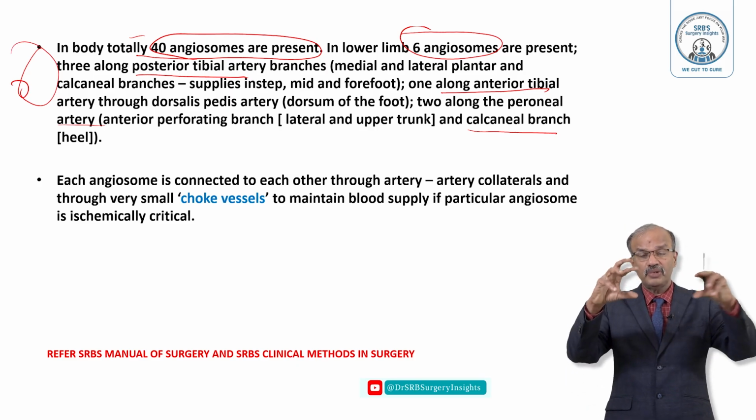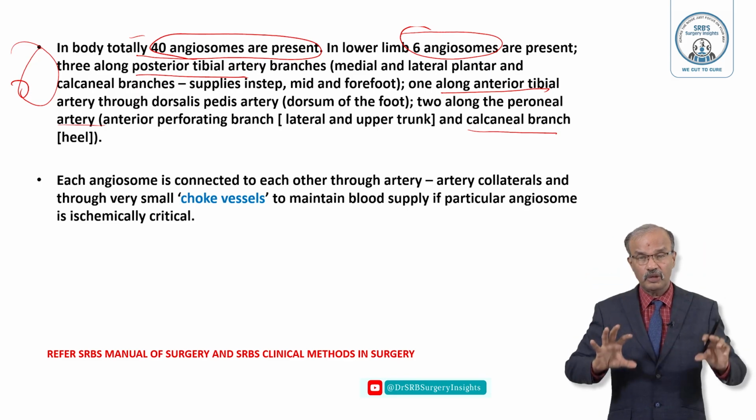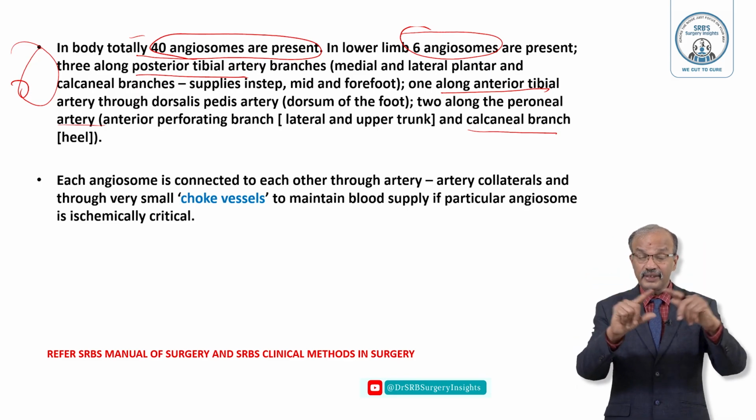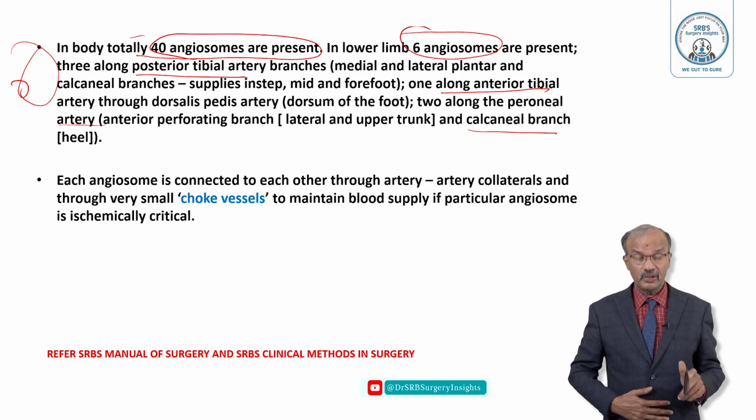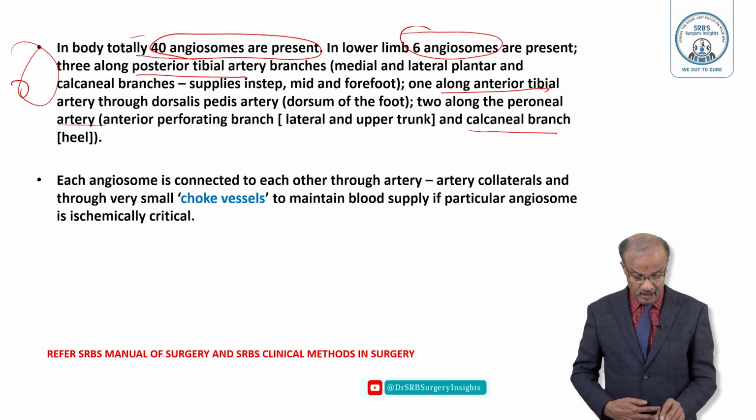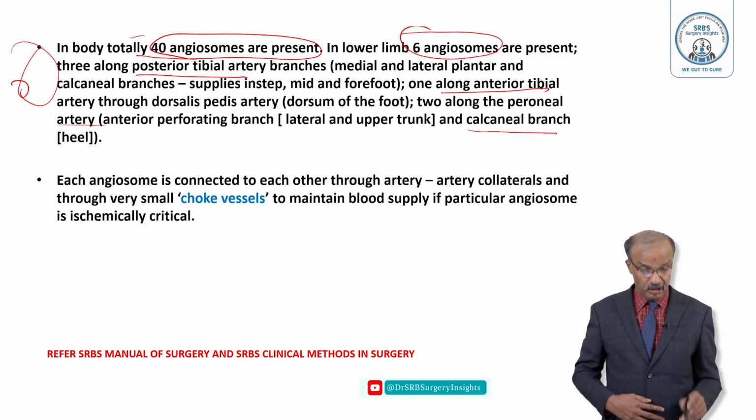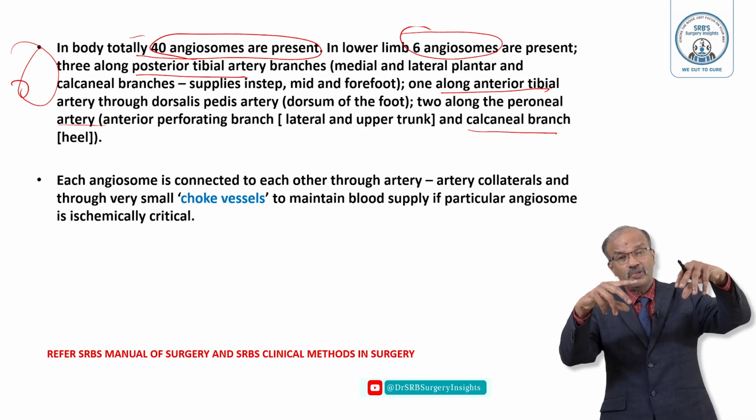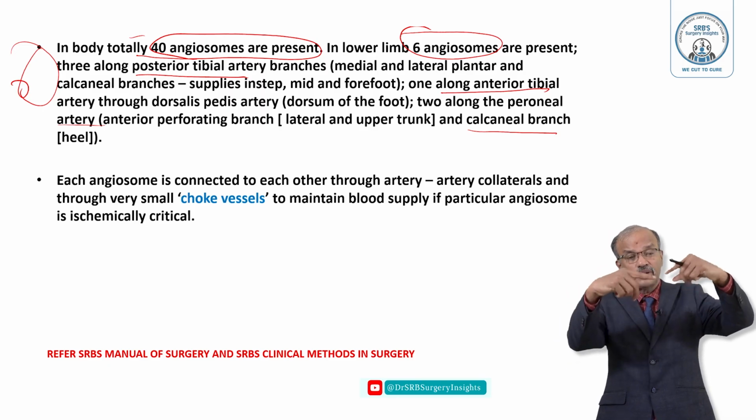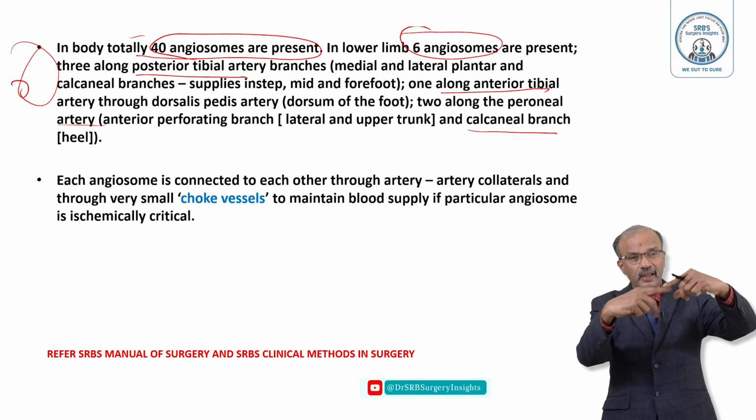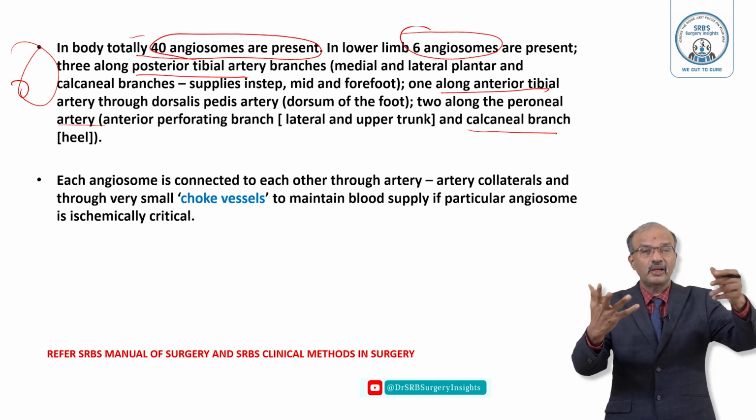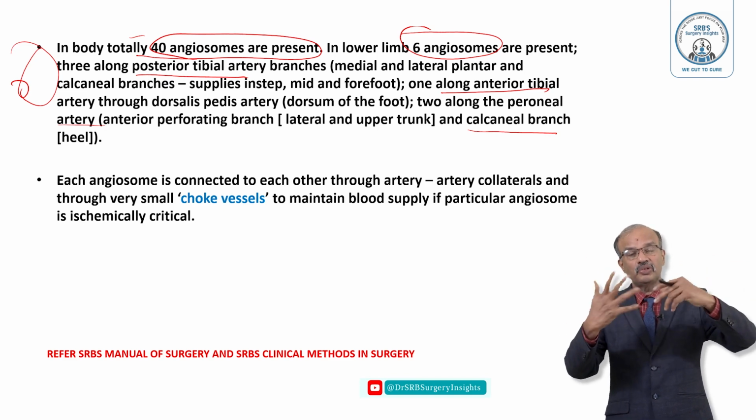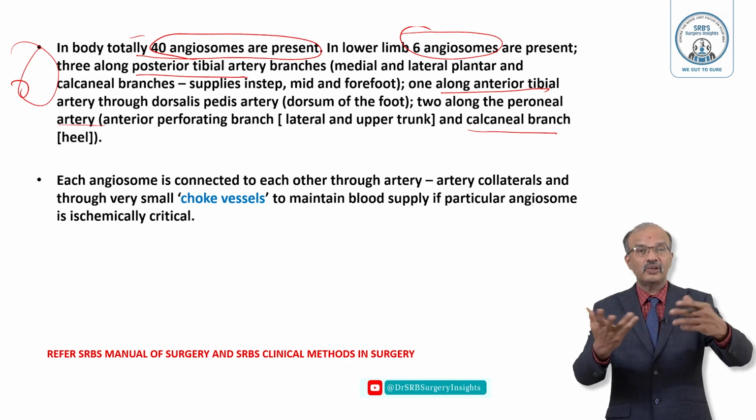This is one angiosome, this is another angiosome. 6 are there, 1, 2, 3, 4, 5, 6, and they are connected to each other by what are called choke vessels to maintain blood supply. If a particular angiosome is critical, then the other angiosome's choke vessels will open up. Like a vehicle, there is a choke: if the vehicle stops, you can choke it and start again. There is a concept there.